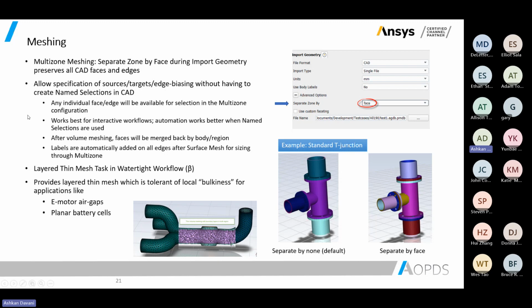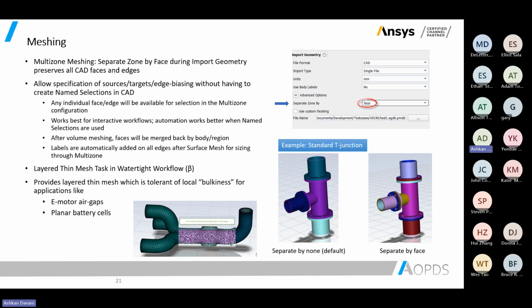It's really, really good, especially if you have interactive workflows, if you want to do automations, or if you have parametric studies, so you can easily just read them. It automatically separates everything. And once you have your volumetric mesh, it automatically combines all the layers. So you don't have to worry about a giant list of faces and edges in Fluent.